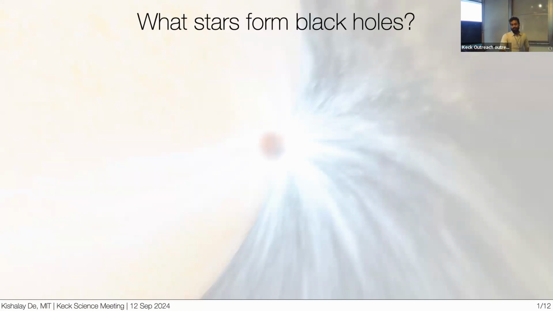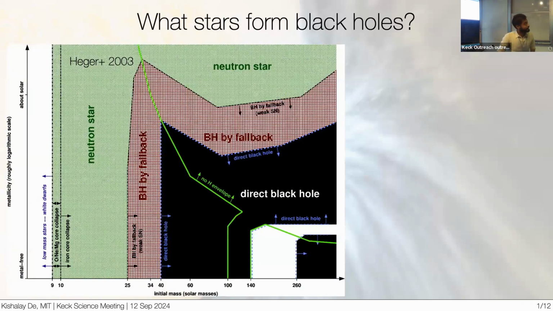And if you looked at the state of the field about 20 years ago, this is a figure that summarizes the state from a review article. If you plot the mass of a star against its metallicity, there are these islands of regions where we think stars explode and where they don't. So roughly about 8 to 20 solar masses, we think stars explode and turn into neutron stars. But as you go to more massive stars, around 20, 25 solar masses, the picture, mostly theoretical, was that these stars fail to explode and probably turn into black holes.